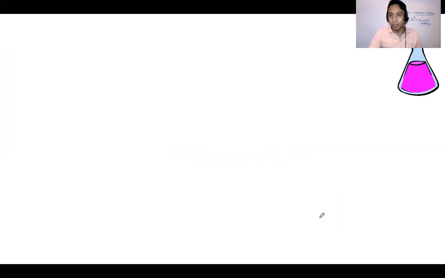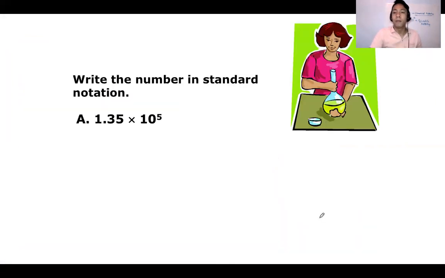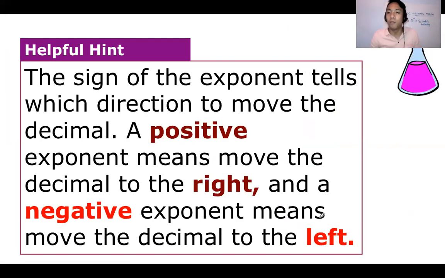Okay, one more. How about if our given is a scientific notation? We will now move on to scientific notation to standard notation. So how to do it? This is a helpful hint: the sign of the exponent tells which direction to move the decimal. If our exponent is positive, we need to move the decimal point to the right side. If our exponent is negative, we will move to the left side. As simple as that.